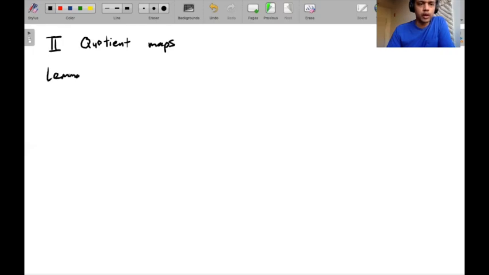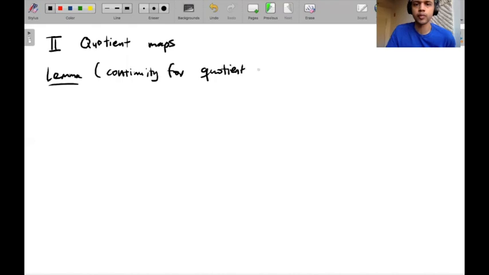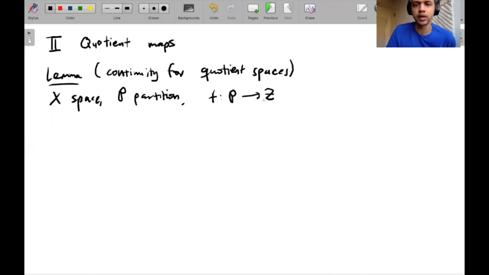Right, so let's start with a lemma. One question that we need to understand is when is a map to or from a quotient space continuous? So this is continuity for quotient spaces. The setup here is we have X a space, P will always be a partition, and we have some function F from P to some other space Z.